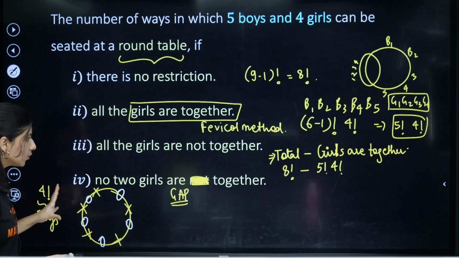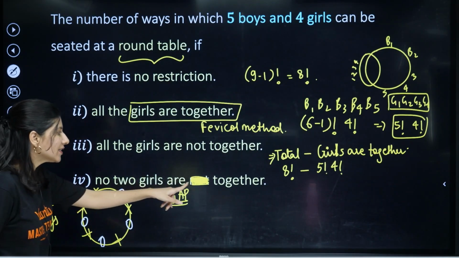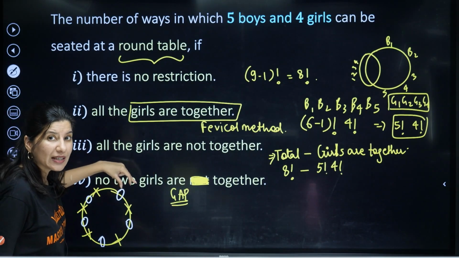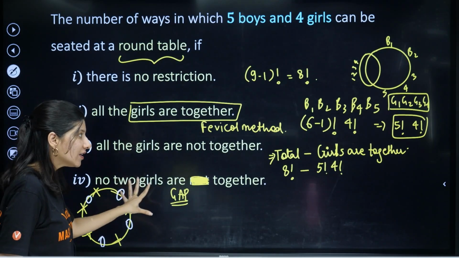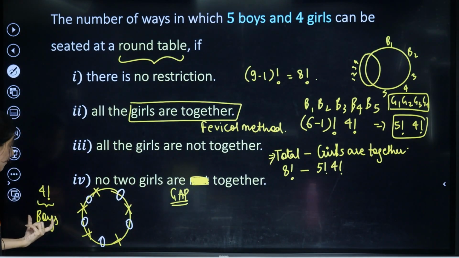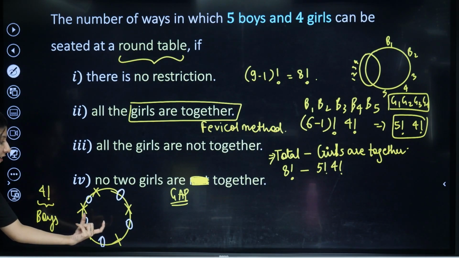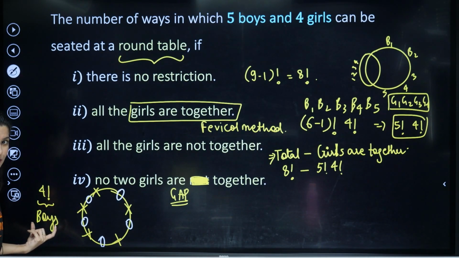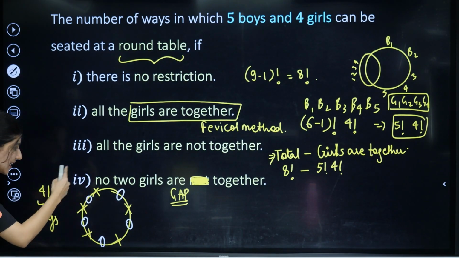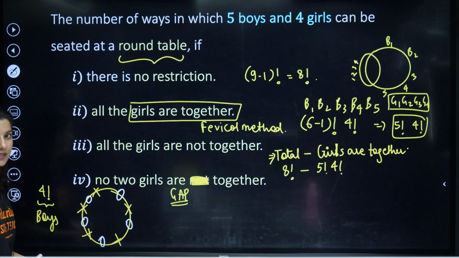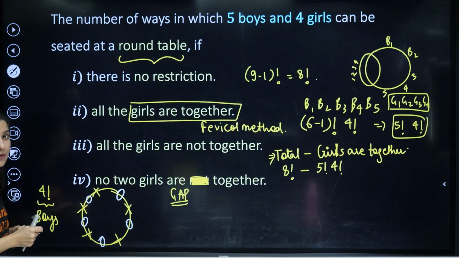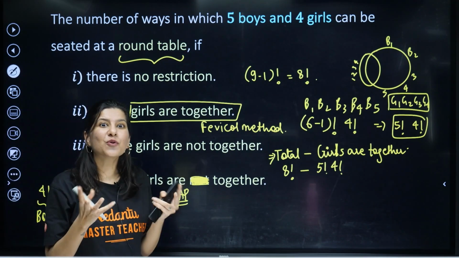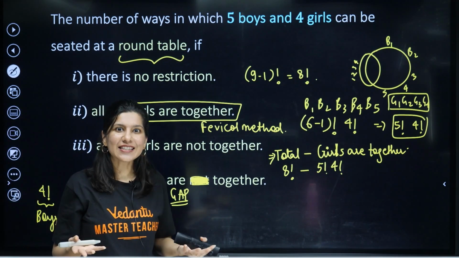So in gap method, what we did again, no two girls are together. Whenever we don't want to keep two same things together, we leave this thing and we go towards the boys. 4 factorial for boys, because 5 boys, circular fashion, 4 factorial. Now, how many gaps are there? 5 gaps. So you want to make the girls sit in the gaps in such manner that no two girls are together.